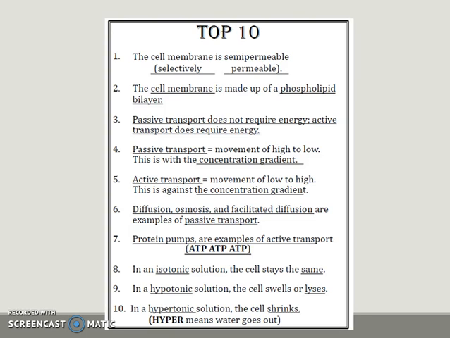Alright, so those are our top 10 for this section. Good luck on Friday's quiz.